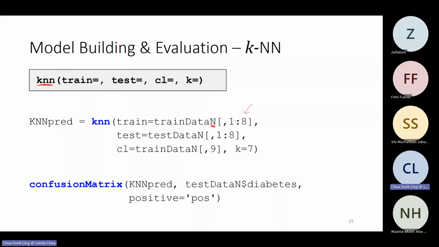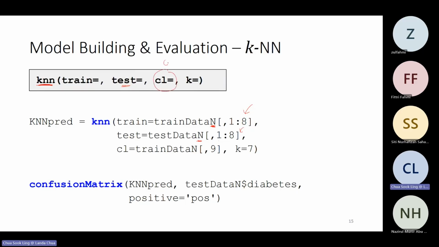You need to specify this for the KNN only on the training, for the independent variables. Then the test set here is again the same thing, the normalized test data. All the records, columns 1 until 8. You need to specify this for the K-nearest neighbor.